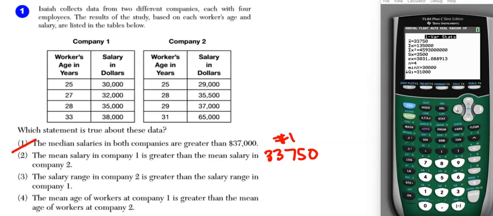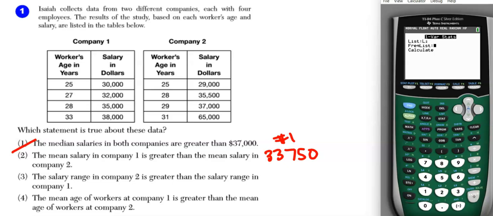Now I'm going to put the data for company number 2 into list 2. So 29,000, 35,500, 37,000, and 65,000. And when I calculate my stat calc this time, I'm going to change this from L1 to this blue L2 by pressing second 2.